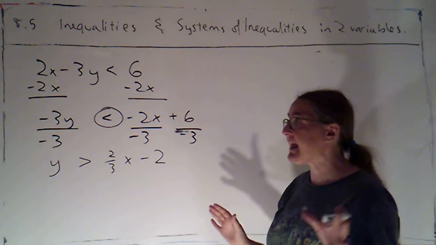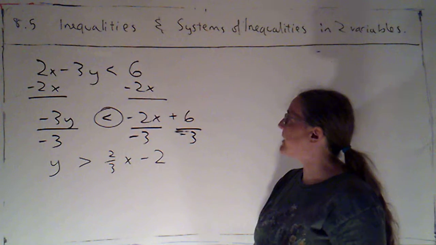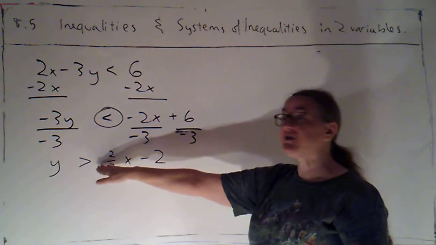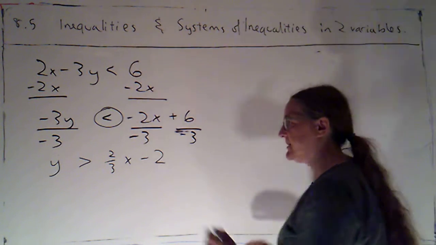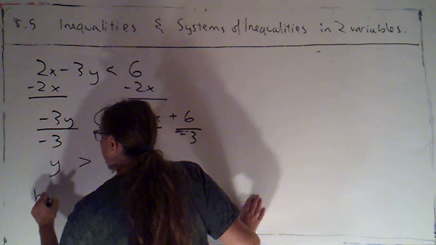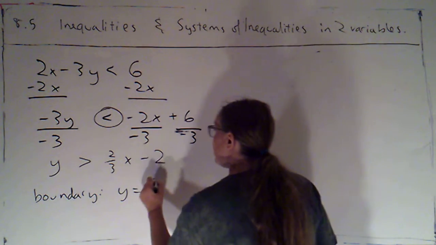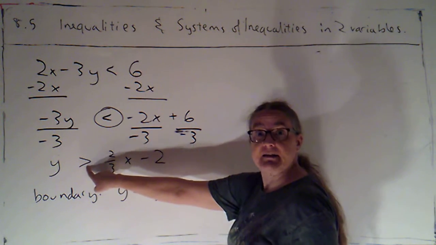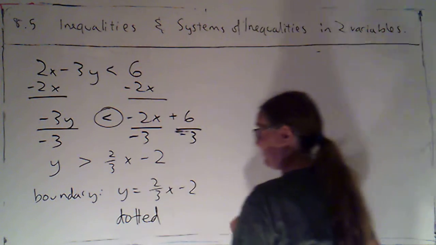So it wouldn't be safe for me to just say, oh, my boundary line is y equals 2/3 x minus 2, and it was a less than, so I'll shade below. I need to know whether the inequality changes if I change the inequality. Now I can say my boundary is y equals 2/3 x minus 2. And notice it's a strict inequality, so that's going to be a dotted line.